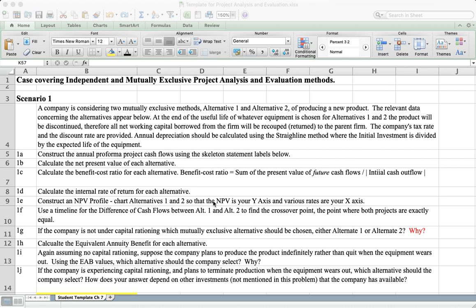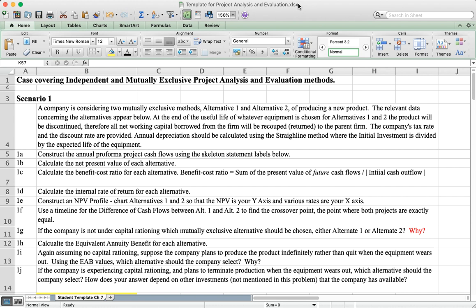Hi, welcome back. This week, we are covering the project analysis and evaluation template. This is due on Sunday night, and then you will be discussing it and what it means.